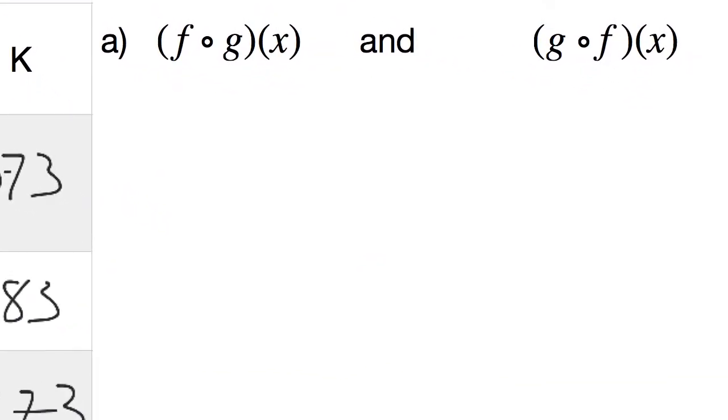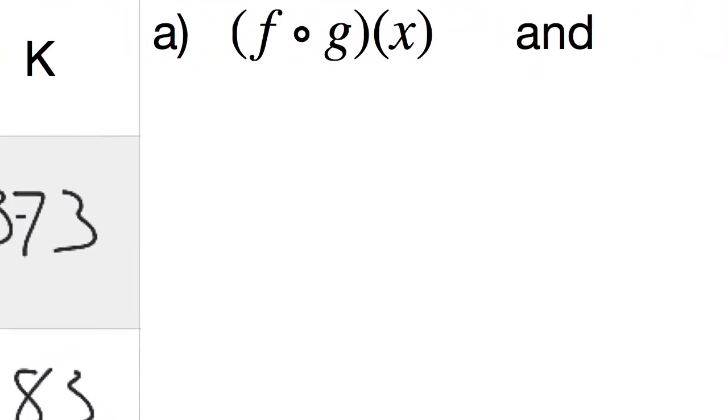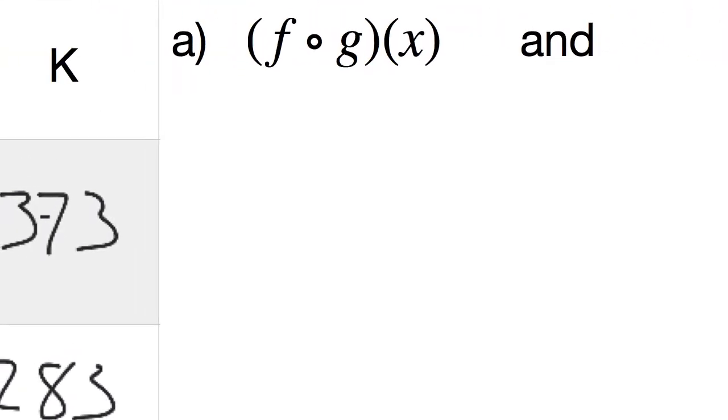So, if we are just going to do the composition of f in g of x, really what we're saying is we've got an f on the outside, we've got a g on the inside of x. And just to help you remember, it's in the same order: f of g of x.